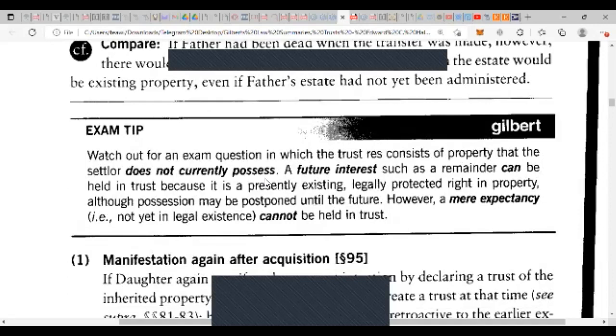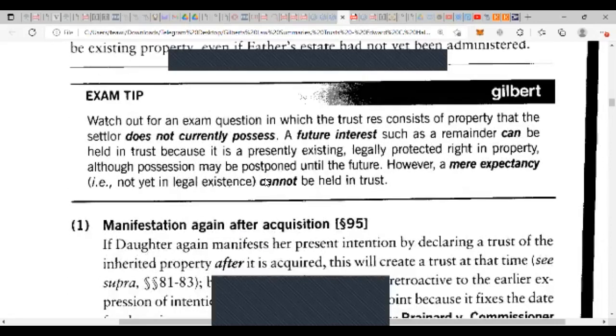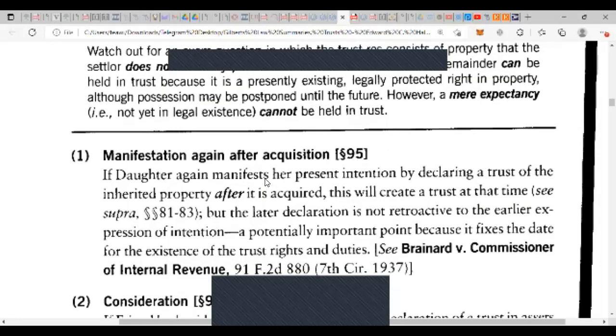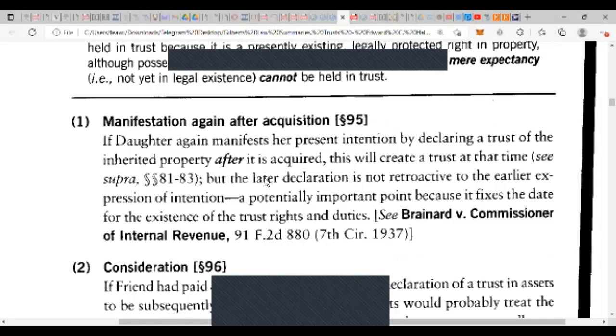Exam tip. Watch out for an exam question in which the trust res consists of property that the settlor does not currently possess. A future interest, such as a remainder, can be held in trust because it is a presently existing legally protected right and property. Although possession may be postponed until the future, however, a mere expectancy, i.e., not yet in legal existence, cannot be held in trust.